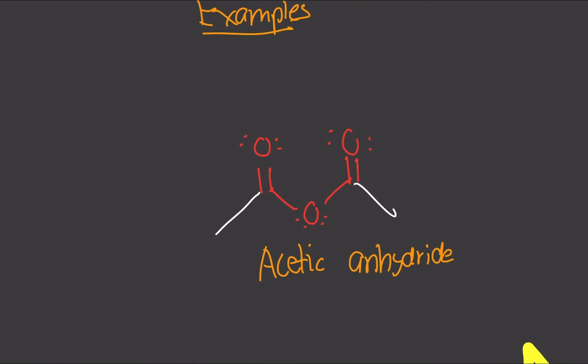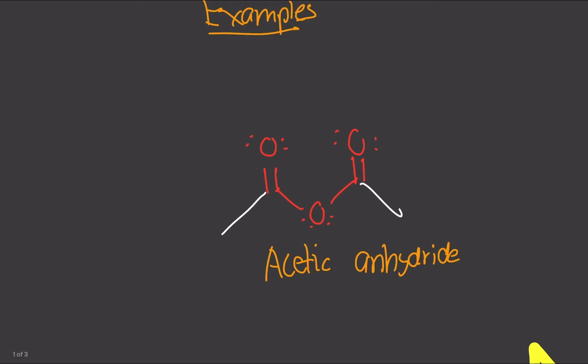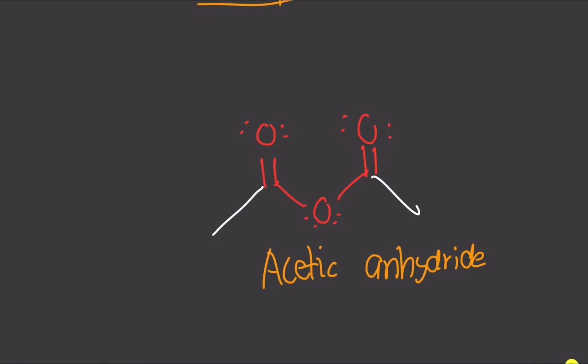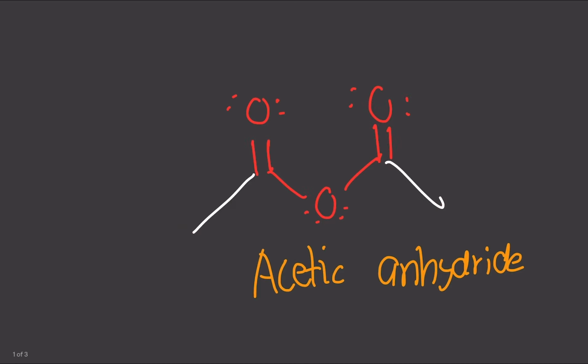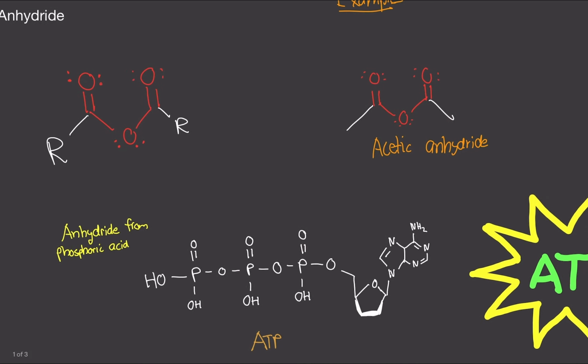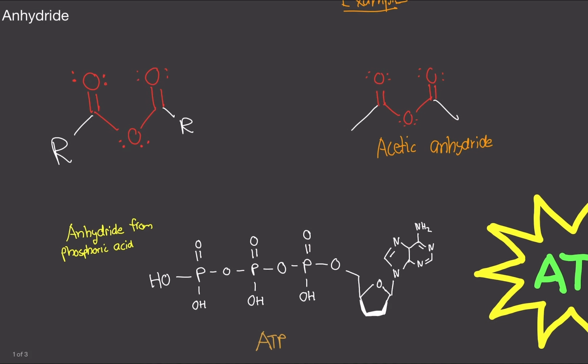The most common anhydride is acetic anhydride. Acetic anhydride is basically this, but the R group is just a methyl group at the end. So it's a CH3 at the end here. Now there are different types of anhydrides, like derivatives.